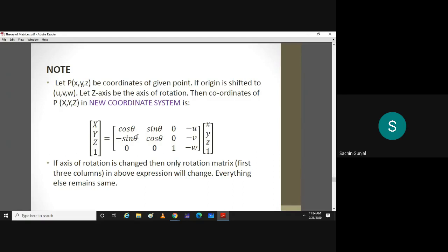Similarly, if the question is about the y axis, then this rotation about y axis will change, and this minus u, minus v, minus w will remain the same. That's what I have mentioned. If the axis of rotation is changed, then only the rotation matrix, that is the first 3 columns, will change. Everything else remains the same. So just take a screenshot or copy this matrix, because questions are there on this change of scale or shifting of origin.